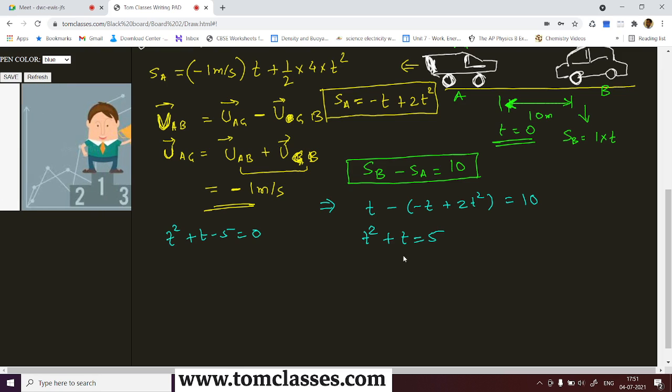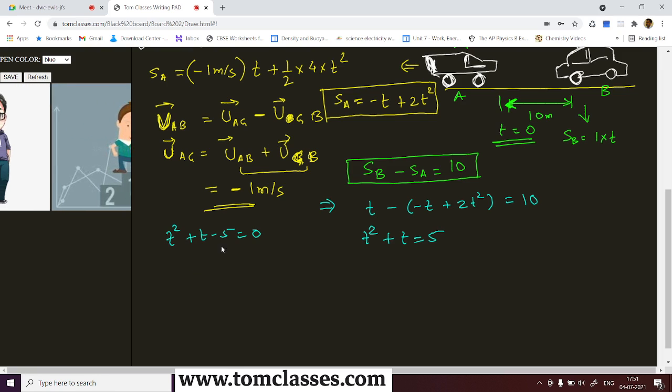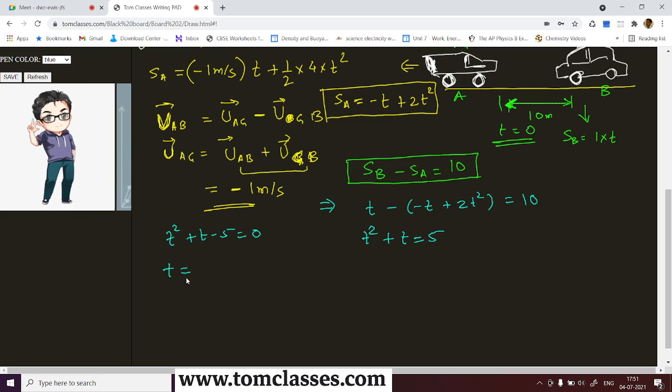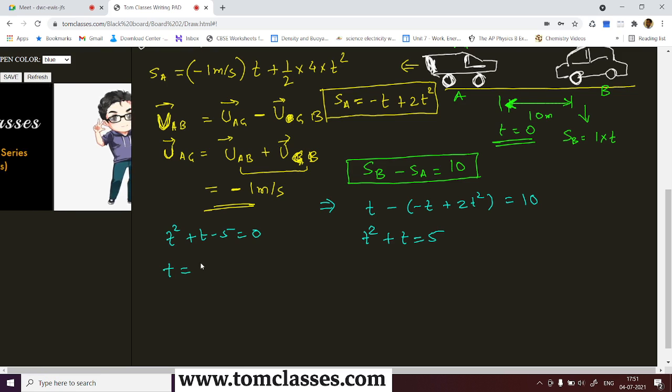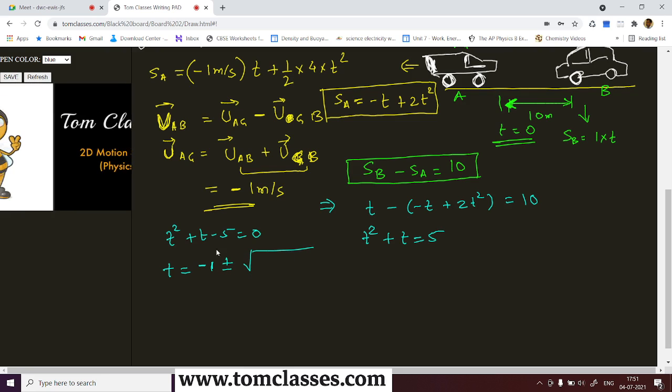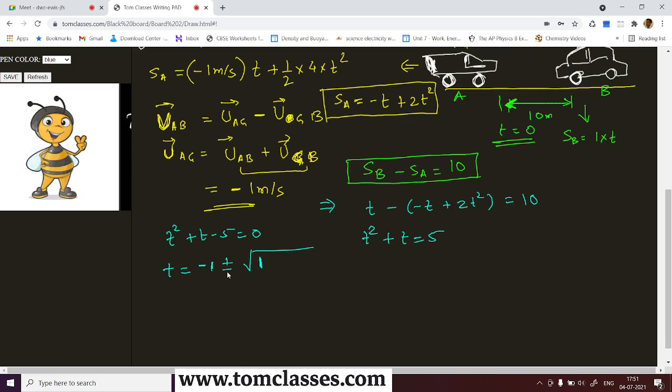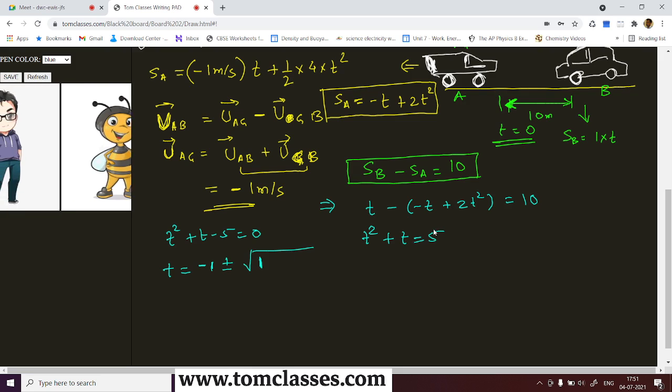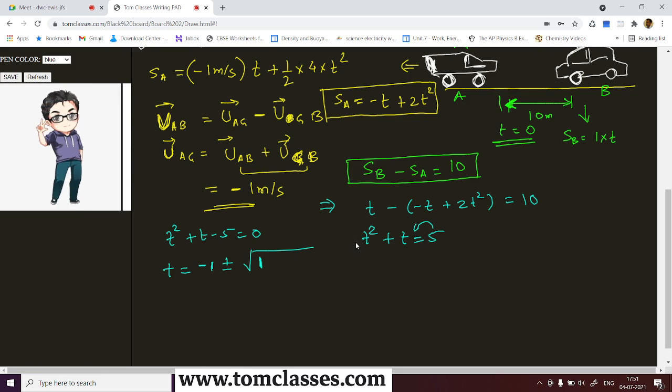So if I try to solve this, this time has to be minus 1 plus or minus of the square root. So it is minus t square there. This is minus 5, I thought, right? Yeah, minus t square here.